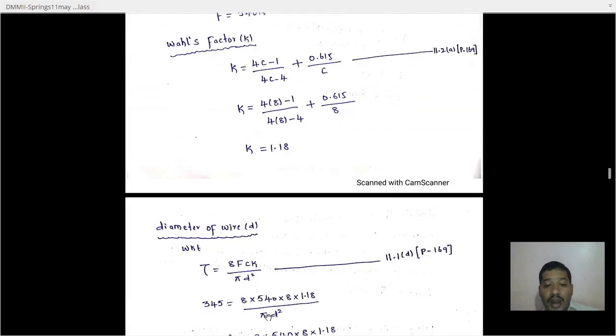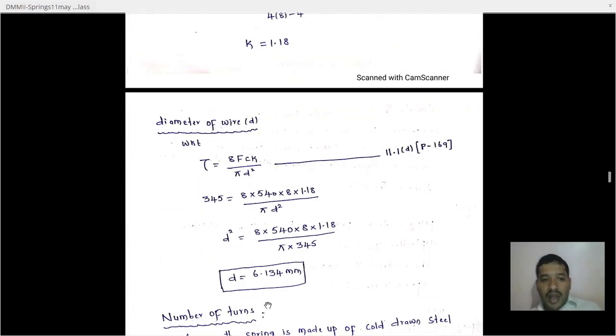If you divide the whole value, you will get the answer: Wahl's factor is 1.18. After that, we need to find out the diameter of the wire. This K value is the Wahl's factor value. The shear stress equals 8 into force into spring index into Wahl's factor divided by pi into diameter of the coils.